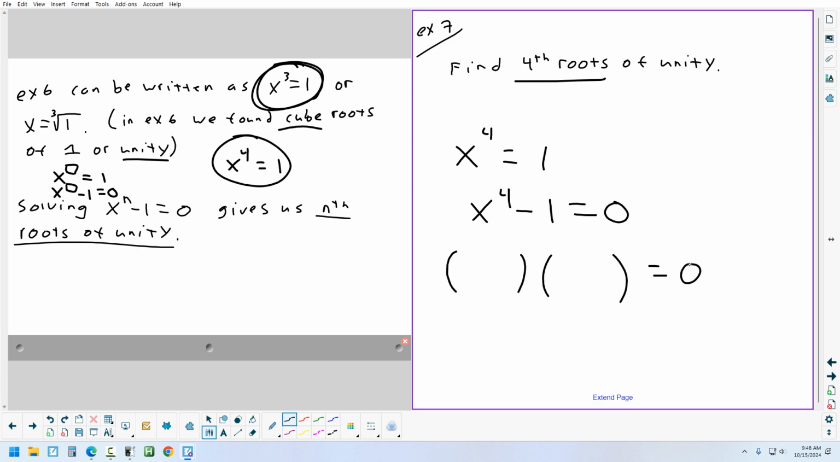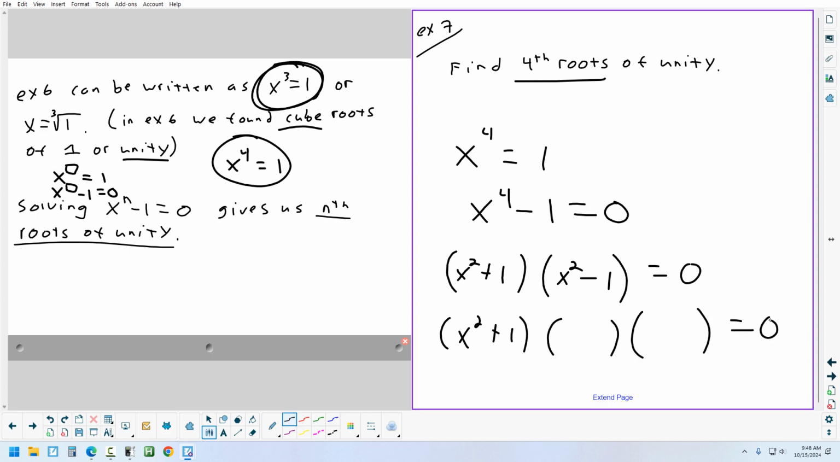It has to factor, it's only 2 terms, and it's a difference of perfect squares. Yeah? x squared plus 1, x squared minus 1. Perfect. So that's how we factor it the first time. Then we can factor it one more time because x squared minus 1 is a difference of 2 squares.